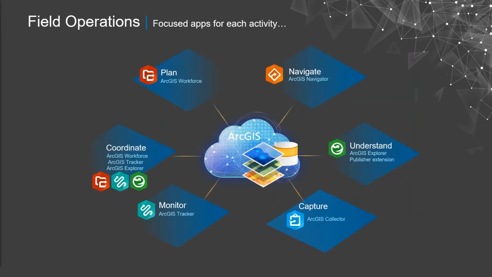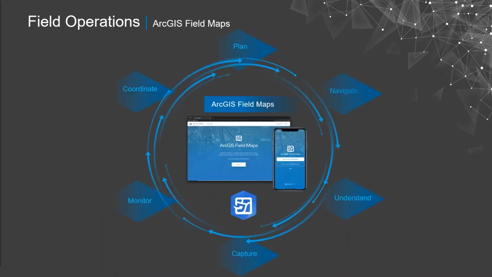From a capability perspective, Field Maps aims to take over all of these different phases of field works by essentially absorbing the capabilities of all of those apps. And this is in response to the users that found that deploying multiple apps to complete a workflow is too cumbersome. Essentially, we're looking at something like this. We have ArcGIS Field Maps that's consolidating multiple specialized field apps into one. And this is something that'll happen over multiple phases, actually. It's not done all in one go.